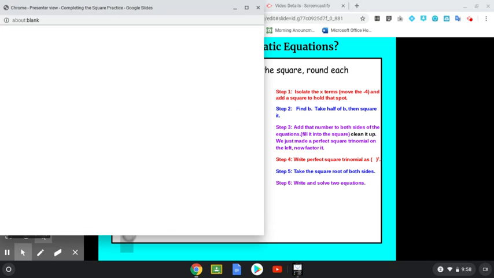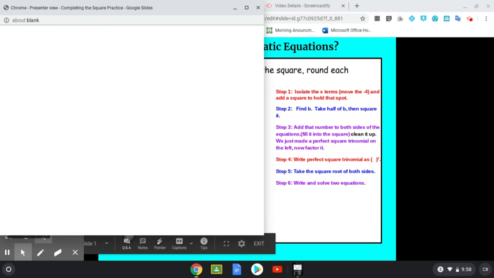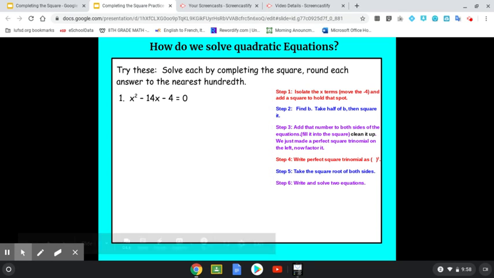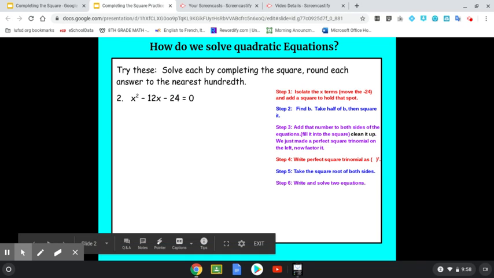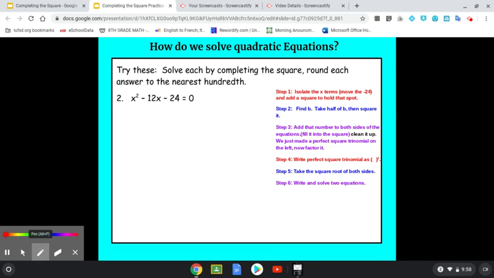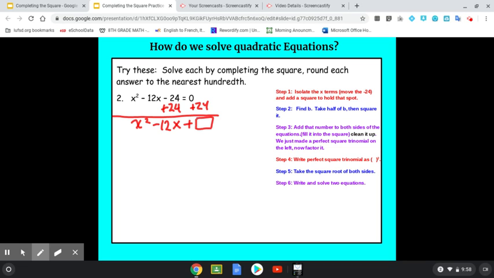So the next one tells us we're going to solve this. So it says isolate the x term. So that means I need to get my 24 over. So I'm going to do that by adding 24 to both sides. So I'm going to bring down my x squared, my -12x. I'm going to put plus a square to hold its spot. And that comes down 0 plus 24 is 24 plus a square.